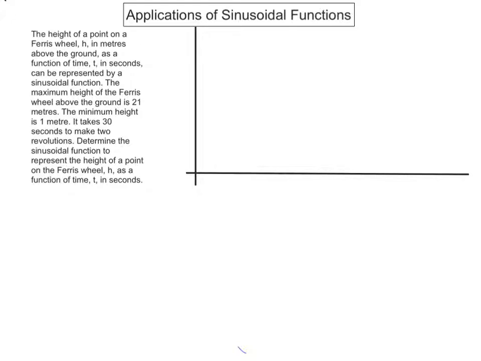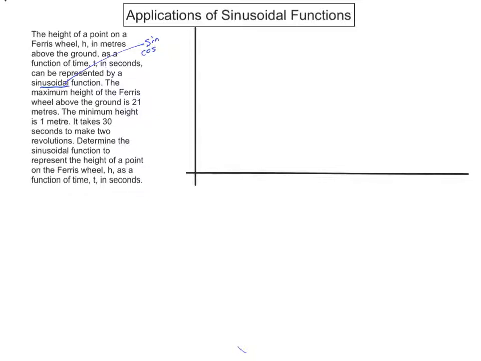So the height of a point on a Ferris wheel above ground as a function of time t in seconds can be represented by a sinusoidal function. Now, just to note, sinusoidal doesn't mean it has to be a sine function. It could be a sine or a cos function, okay?